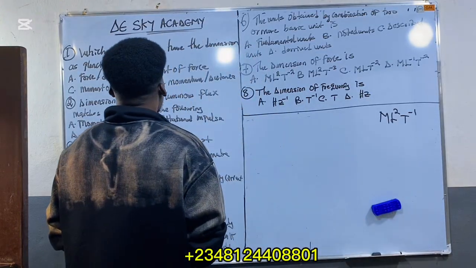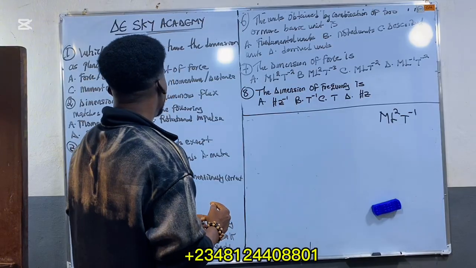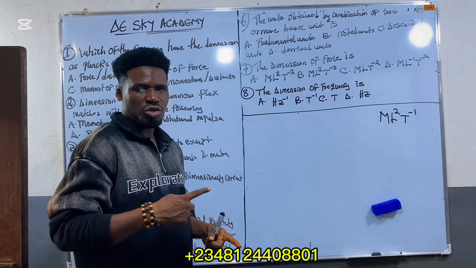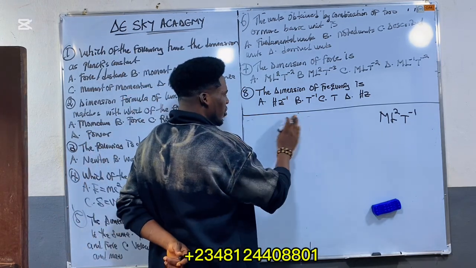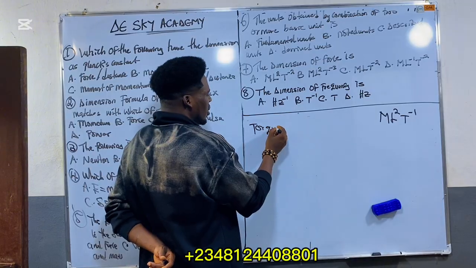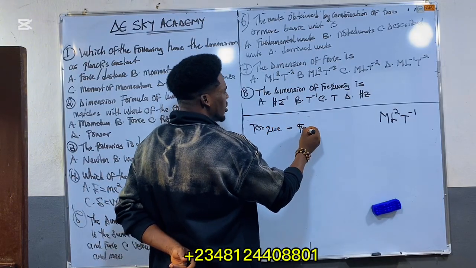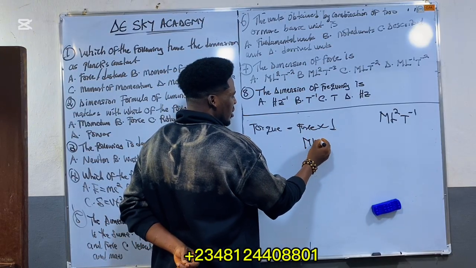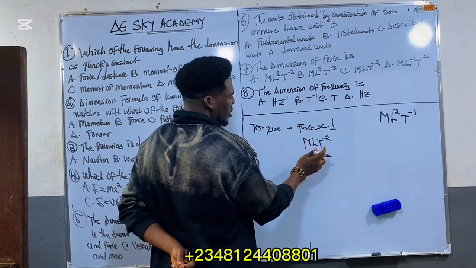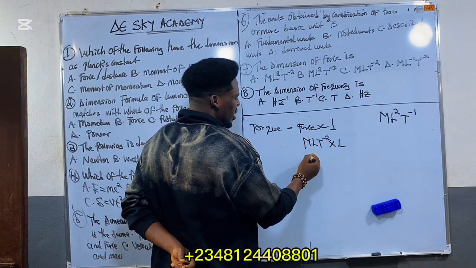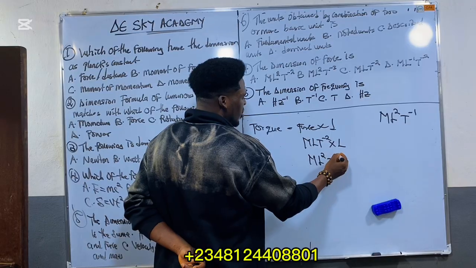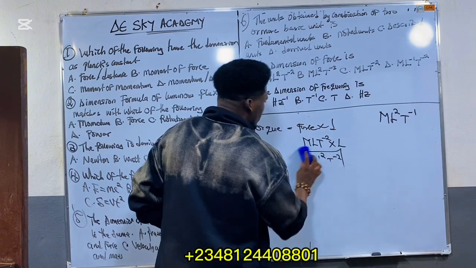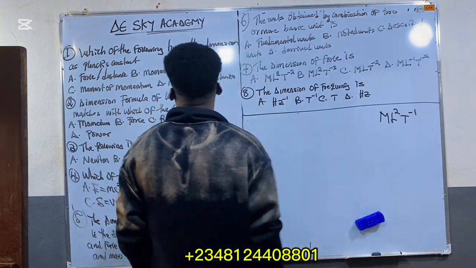What is option B? Moment of force. Moment of force is known as torque. Remember, we call it moment of force, which is force times distance. What is force here? MLT to the power of minus 2 for force, times distance, which is L. I have it as ML square T to the power of minus 2. Is it corresponding with this? No, it's not corresponding. So it cannot be torque, or moment of force.